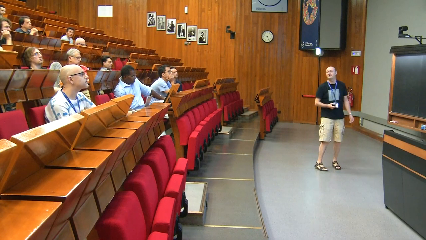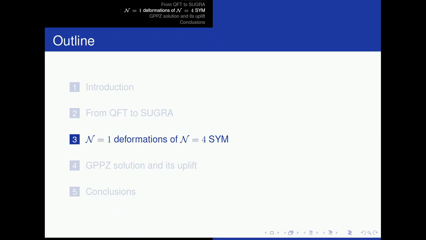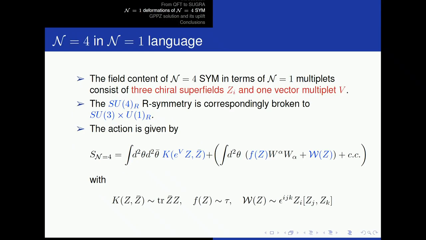Okay, so now this leads us to the main part of the talk. We need to understand N=1 deformations of N=4 super Yang-Mills. First, let me remind you that the field content of N=4 super Yang-Mills in N=1 language is three chiral multiplets Z_I and one vector multiplet. Once you write the theory in N=1 language, the R-symmetry group of the theory, which is SU(4), is now broken to SU(3) x U(1). And then the action takes the form I indicate over here.